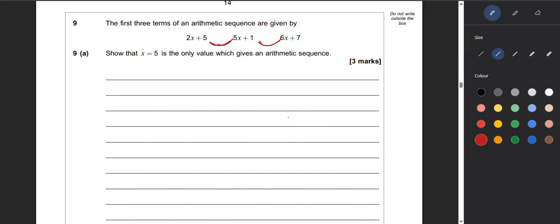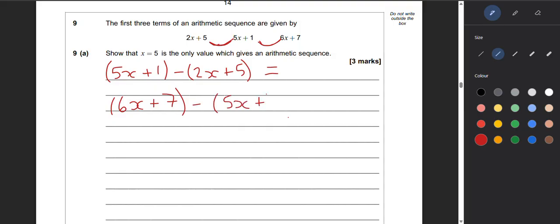So I'm basically just going to say, well, the gap between 5x plus 1 and 2x plus 5 is going to be equal to, I'm just going to write it down here because I've run out of space otherwise, the gap between 6x plus 7 take away 5x plus 1. That's all we're saying. Saying the gap between the terms is the same. It's just the algebraic terms.